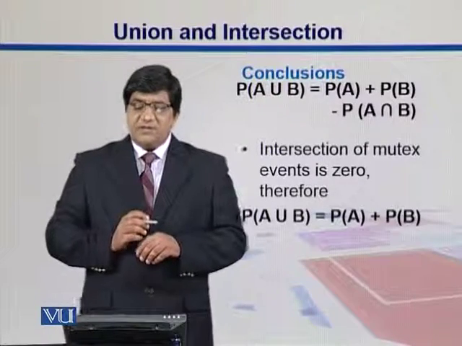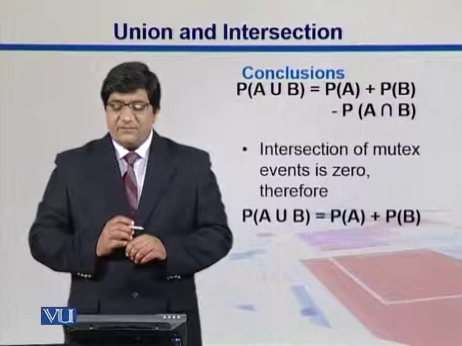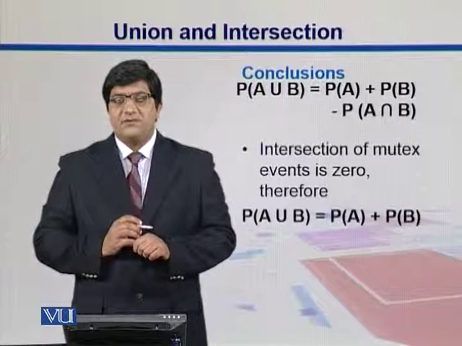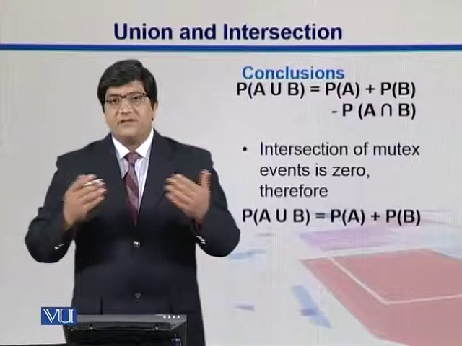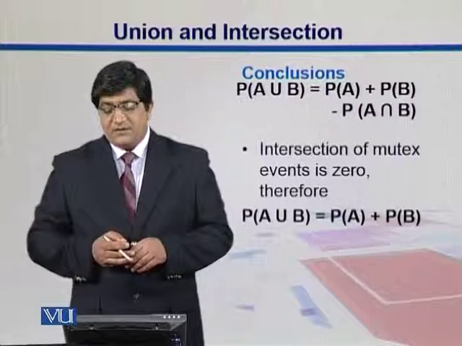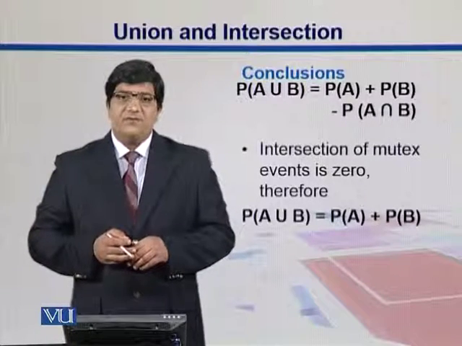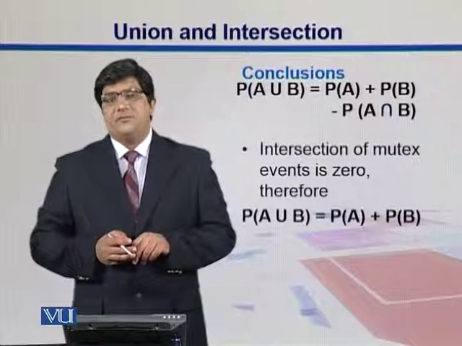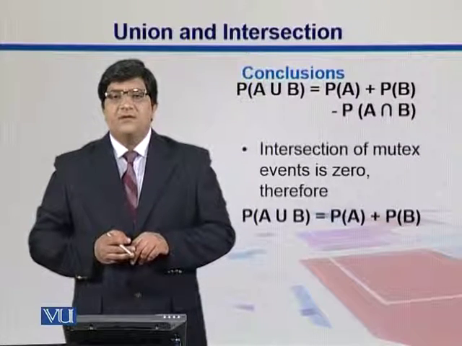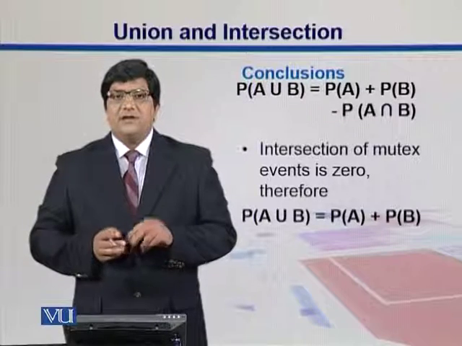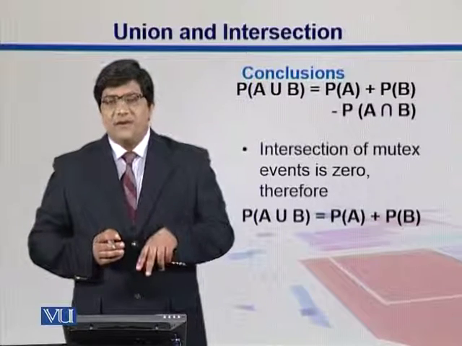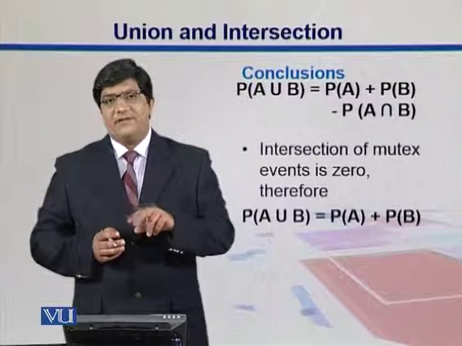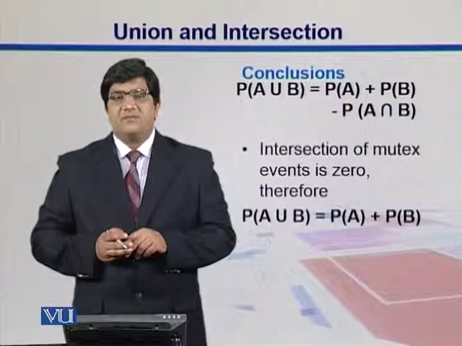So in the end, we conclude that a union is given by taking their individual probabilities, adding them together, and subtracting the intersection. In case of mutually exclusive events, the intersection is 0, so we can simply add up their probabilities if we want the union. But in case of overlapping or non-mutually exclusive events, you need to subtract the intersection from the sum of these probabilities.